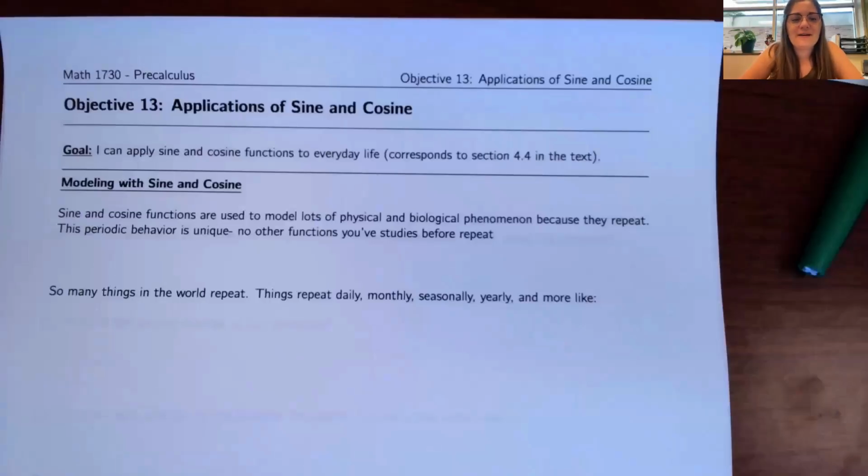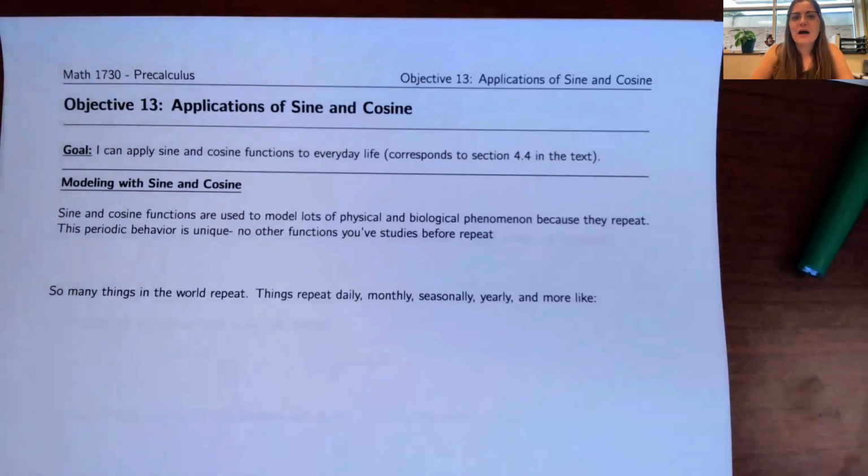All right, hello everyone. In this video, I want to talk about some things in Objective 13, specifically some applications of sine and cosine. This is actually one of my favorite lessons of the whole semester because we finally get to apply the math to real life stuff. And I think everyone likes that in general.